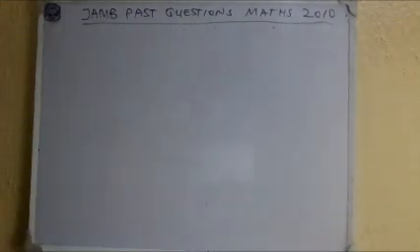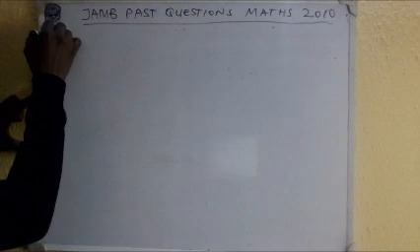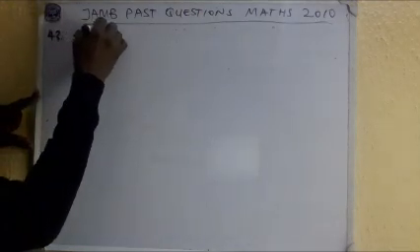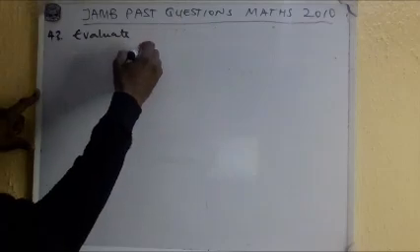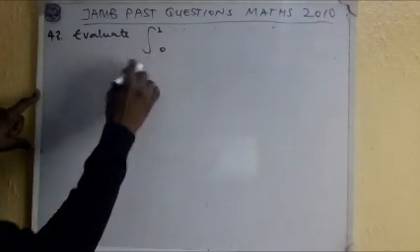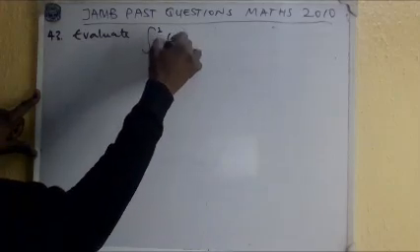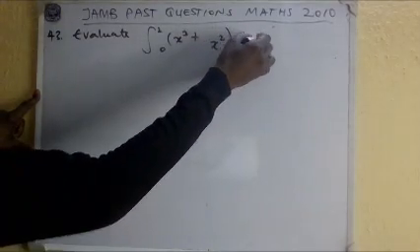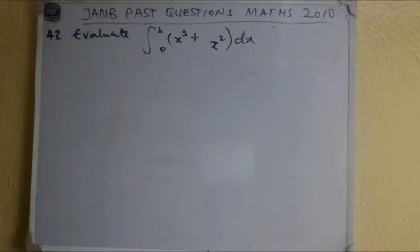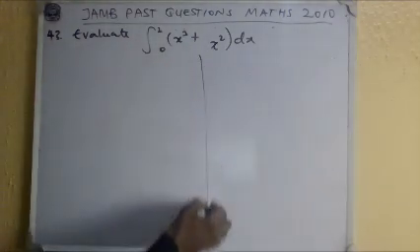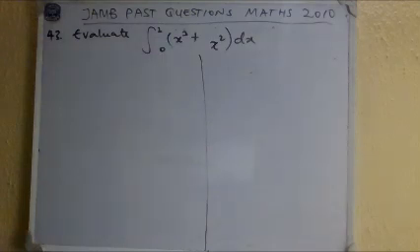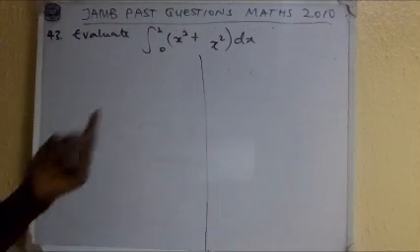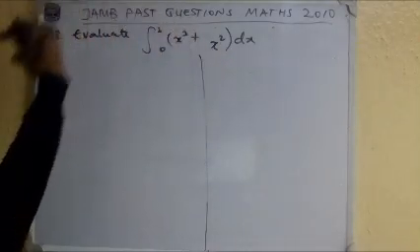Okay, we're told to evaluate 4.3. Evaluate the integral with this limit of x cubed plus x squared dx. So this is differentiation, sorry, integration. The integration is anti-differentiation. That's going back. You are going the other way to differentiate. You are going from this point to where it started from.